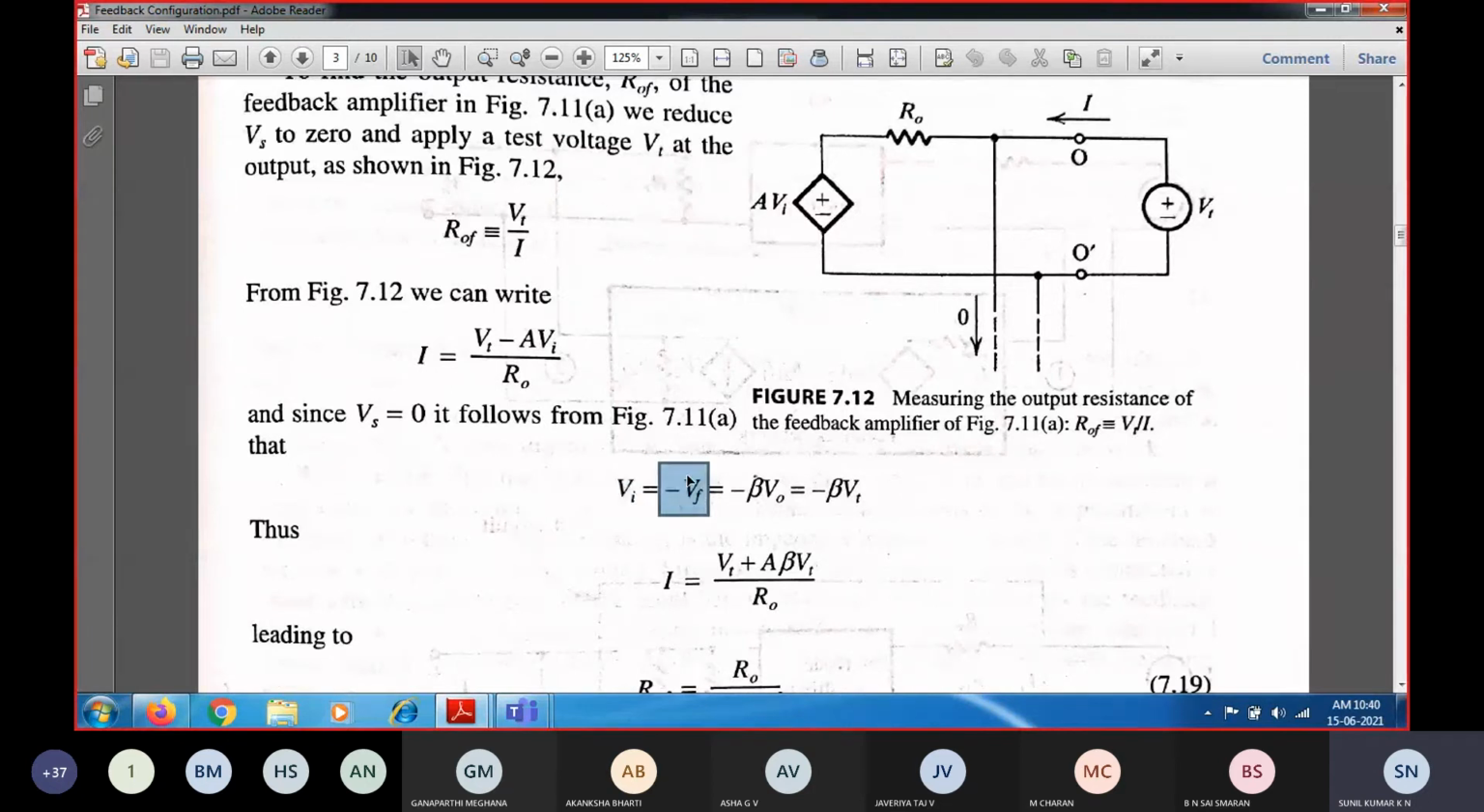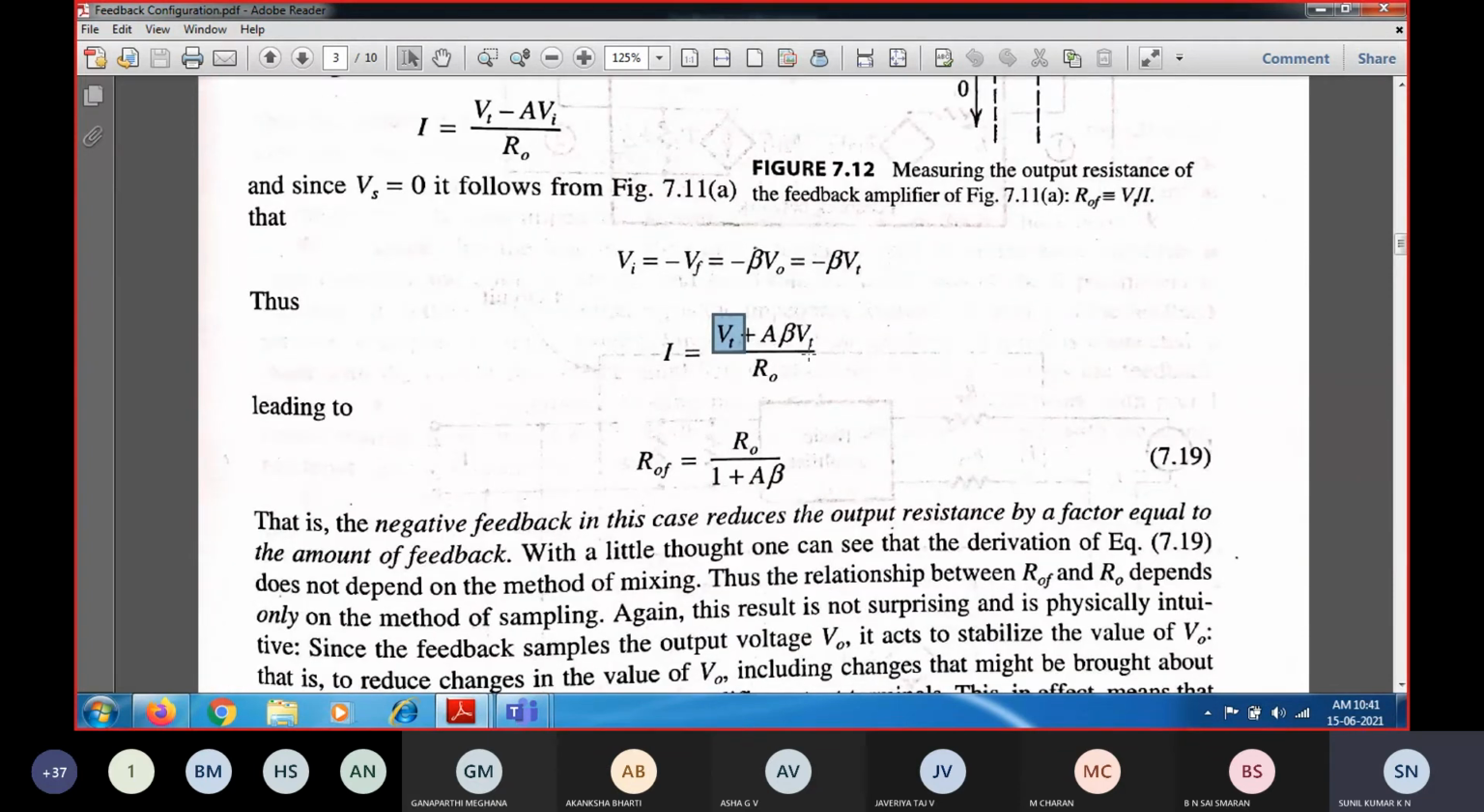So what is Vf? Vf is equal to beta times V0, and V0 is beta times Vt, where Vt is the output voltage in this case. So I have minus beta times Vt, which I can substitute as Vi. So in Vt minus A times Vi, Vi I can substitute as minus beta Vt. Minus into minus gives plus A beta times Vt. So Vt I can take as common, giving 1 plus A beta.